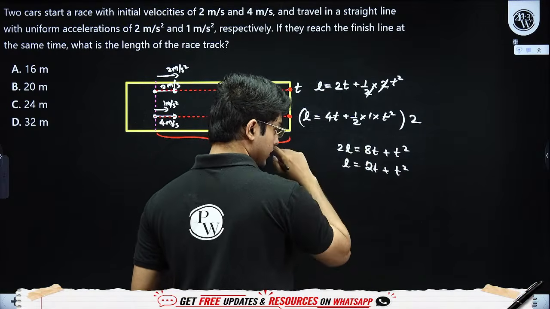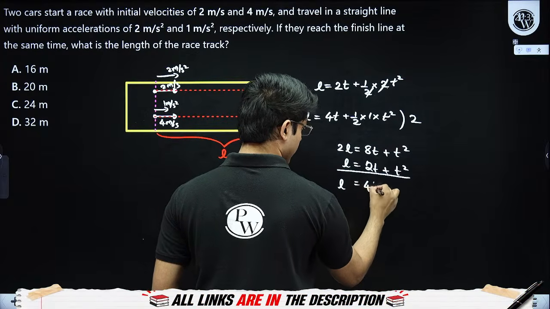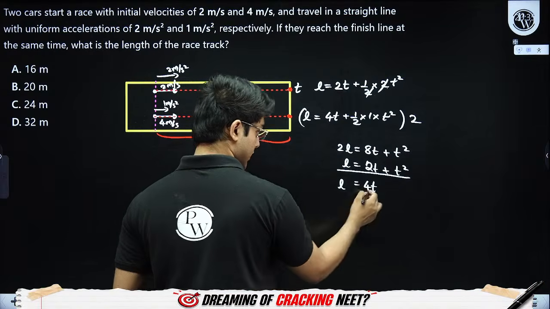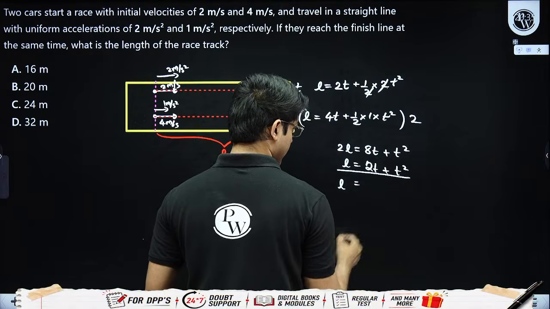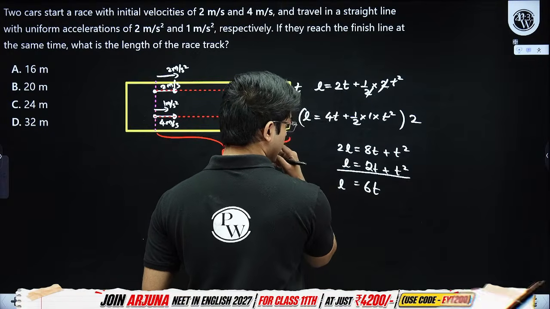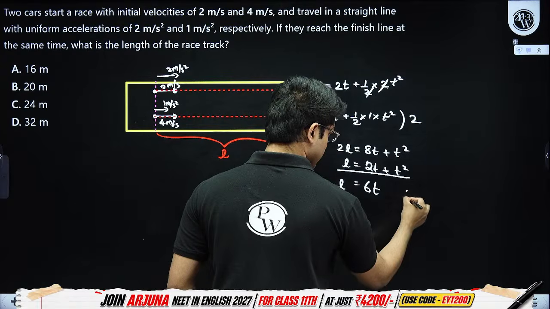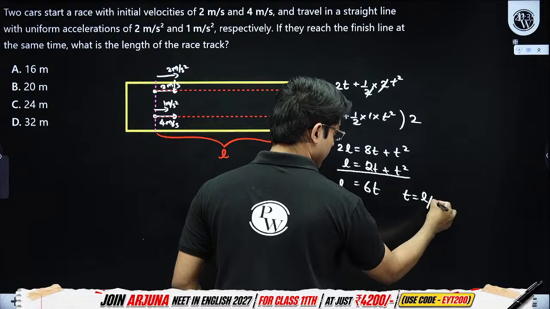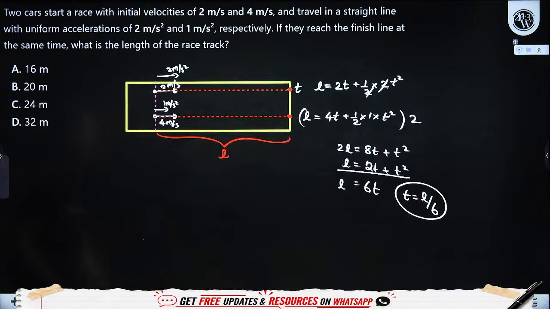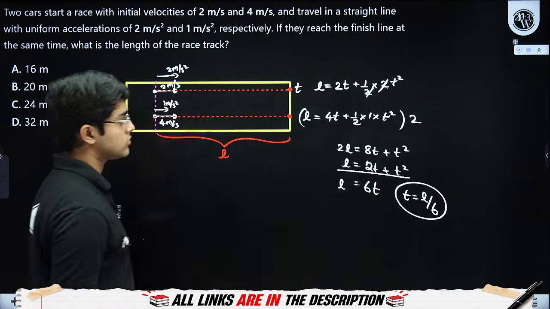Now just subtract these two. So the left side becomes L and the right side becomes, sorry, 6t. If you divide it, you can get the time. The time is L by 6. You get the relation between t and L, and now you just have to put this into one of these equations.